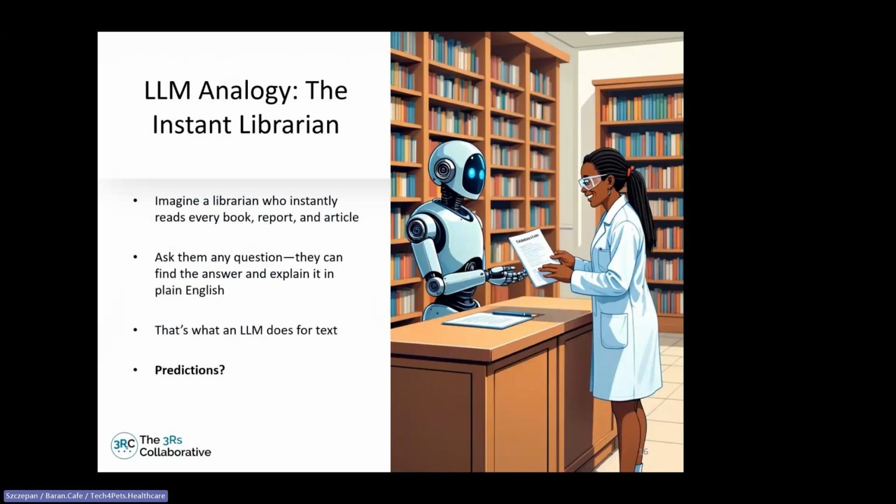That's what an LLM really is. So imagine a librarian who has access to all the books that you didn't have a chance to read, that maybe you have a library, right, that you do want to go through, but work, kids, family, whatever gets in the way. But also access to all of the articles and different reports. So you can ask them questions and they can find those answers for you very rapidly in plain English, but also in other languages if you speak another language. Really, that's what an LLM does for text.